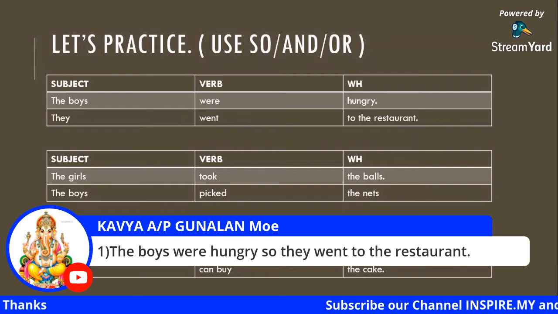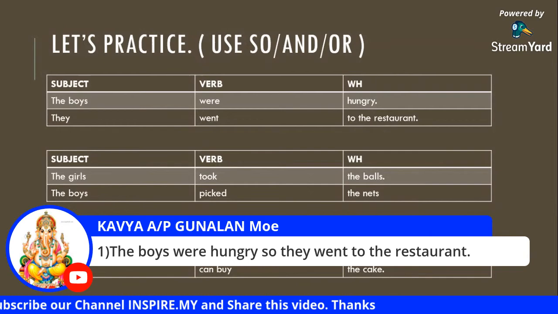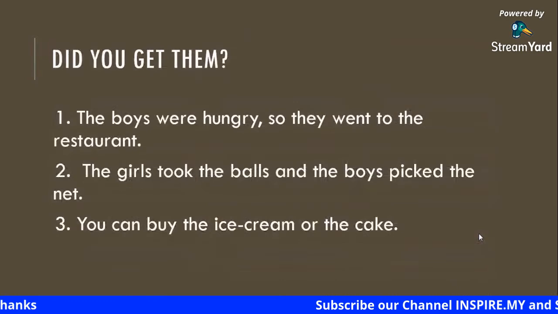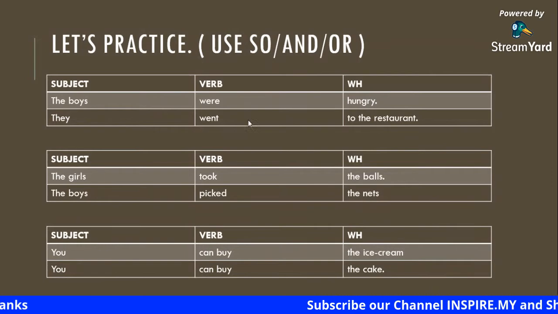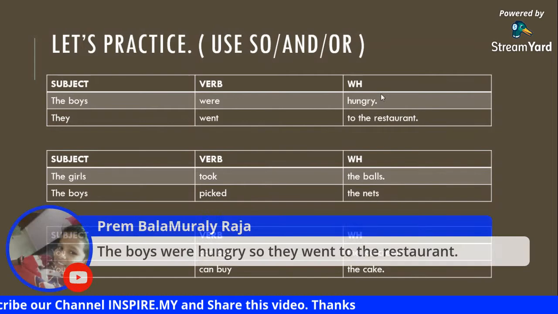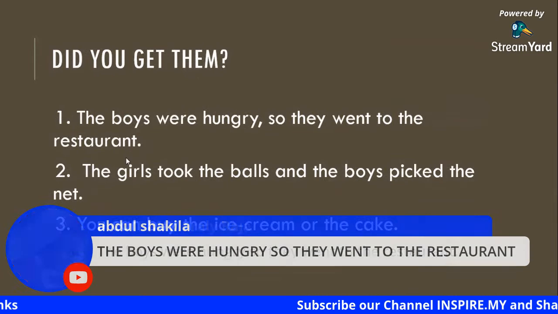Okay, so I hope you got the answers. Now let's look at the answers. And if you get them all right, yay, congratulations. Okay, so for the first one, I said use the conjunction so. The boys were hungry, they went to the restaurant. Okay, so how would we use this? The boys were hungry, so they went to the restaurant. Did you get it correct? Yay. Good job.